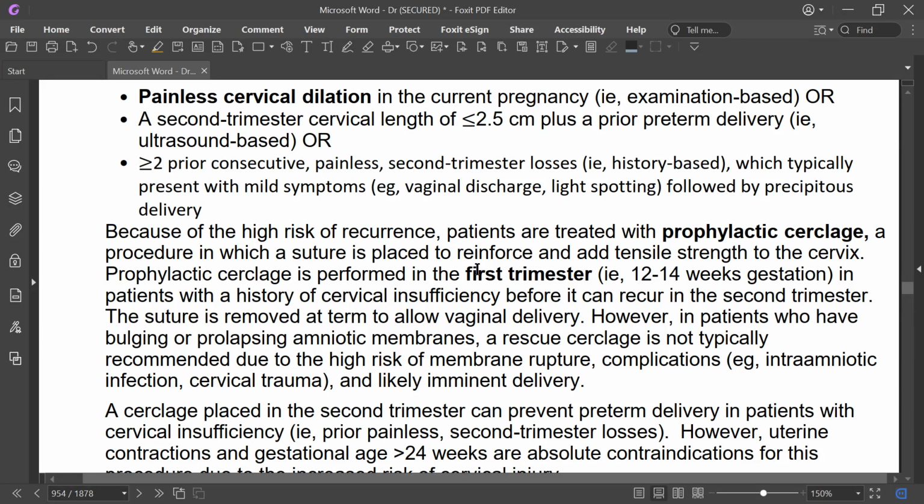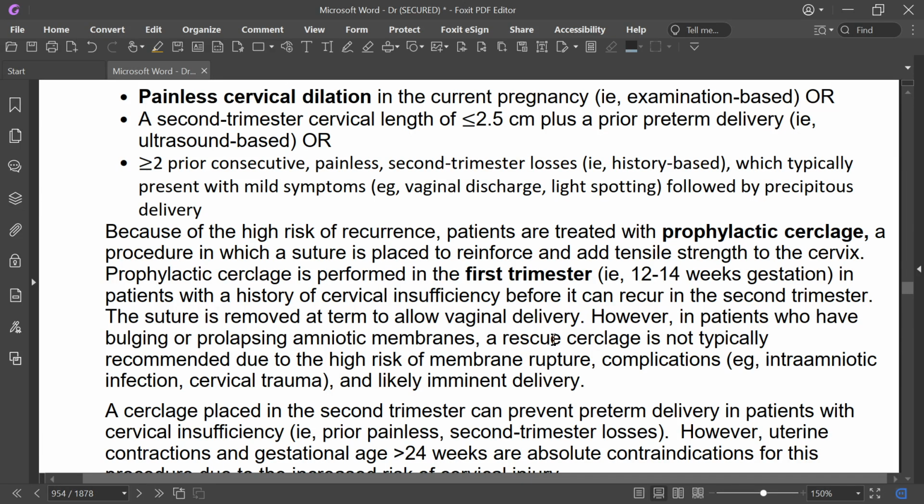Because of the high risk of recurrence, patients are treated with prophylactic cerclage, a procedure in which a suture is placed to reinforce and add tensile strength to the cervix. Prophylactic cerclage is performed in the first trimester, at 12 to 14 weeks of gestation, in patients with a history of cervical insufficiency, because it can recur in the second trimester.